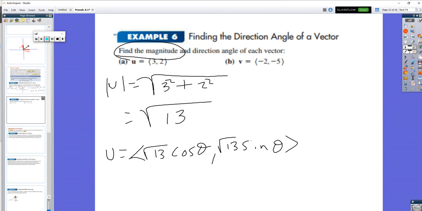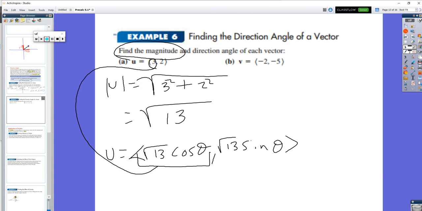The goal is to find the direction angle. And we're going to take what we now know, because remember, this horizontal component already had a value. The value is 3. The vertical component already had a value. It's 2. So I don't care which one you choose. Choose one of them and set it equal to its respective value.